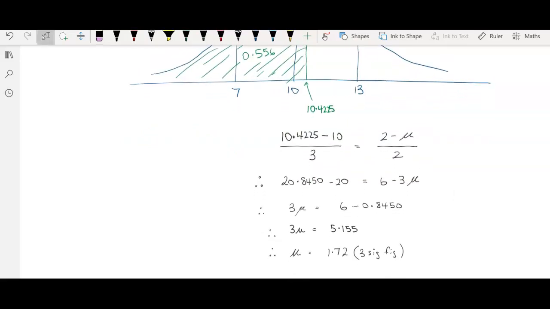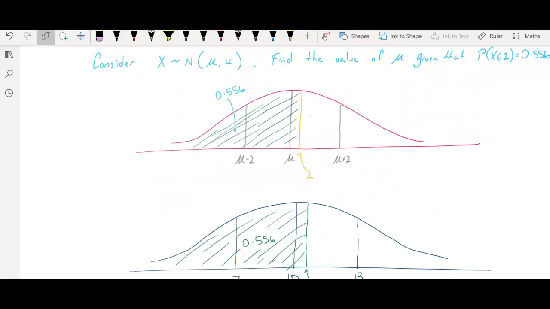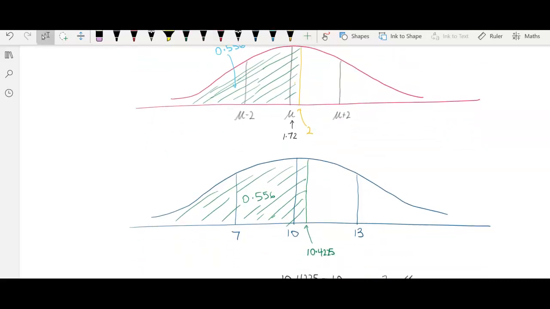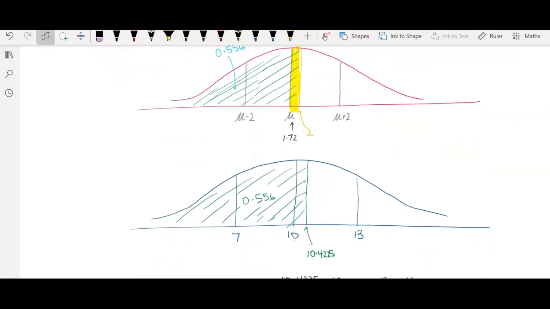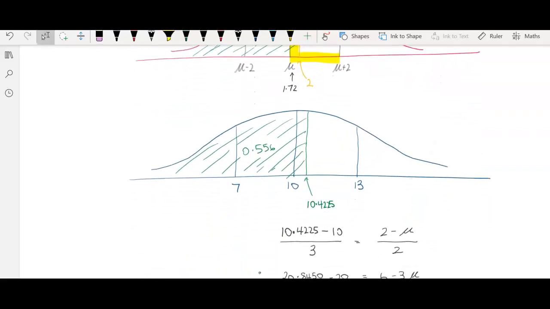So I carried my algebra through and I reached this value here of mu equaling 1.72. Does that look about right? 1.72 here? Can that be right? So what I'm saying is that this score minus the mean divided by the standard deviation should be equal to this score minus that mean divided by the standard deviation. If you like, what we're doing is we're taking this area here, or if not that area, maybe that length there. 2 minus mu. No, it's that length, isn't it? It's that length. And we're dividing by this length here, and we're saying that that's got to be in the same ratio as this length divided by this length.